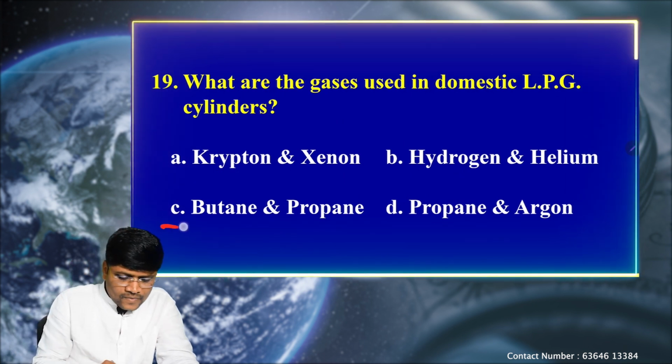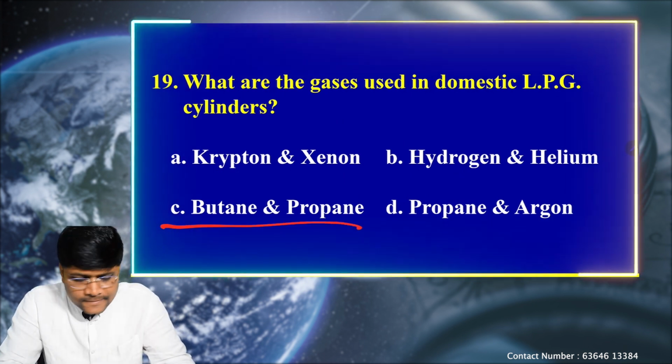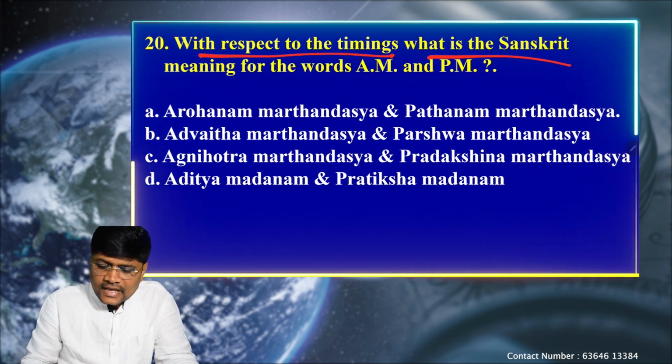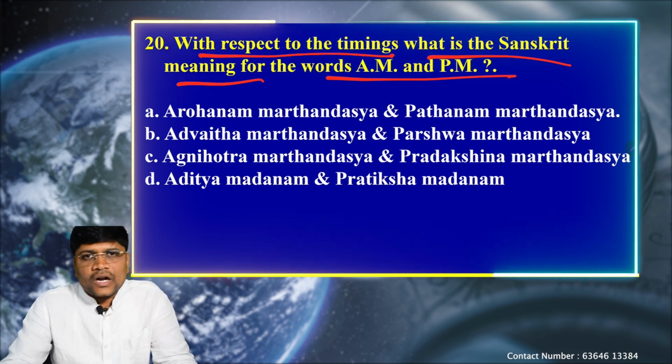So option here is C. Butane and propane is the correct one. Next question. With respect to the timings, what is the Sanskrit meaning for the words AM and PM?